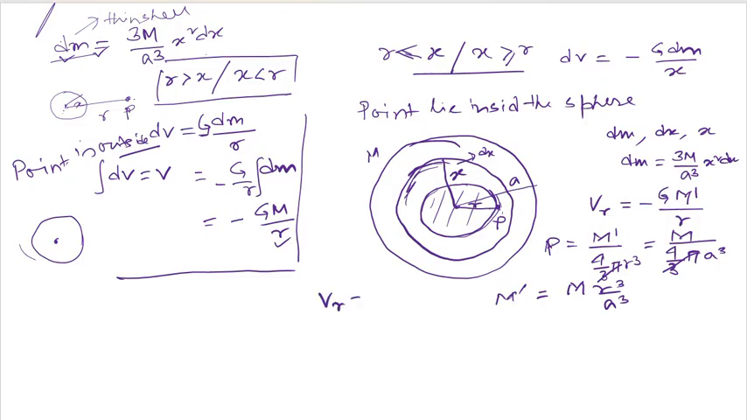Now V(r) is nothing but minus G M dash by r, correct? Because it is on the surface of the sphere. Now M dash is nothing but, I can write, M into r cube by r into a cube. The r and r cube will get cancelled, so it becomes minus G M r square by a cube.